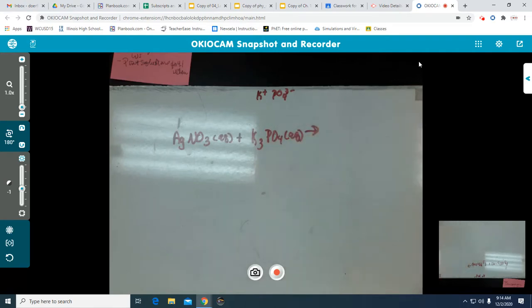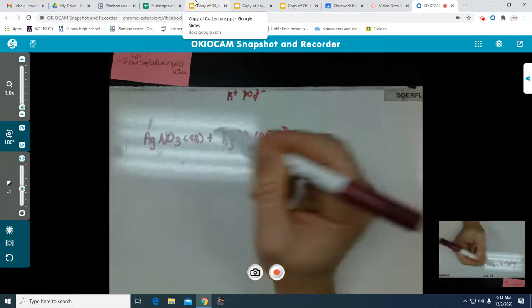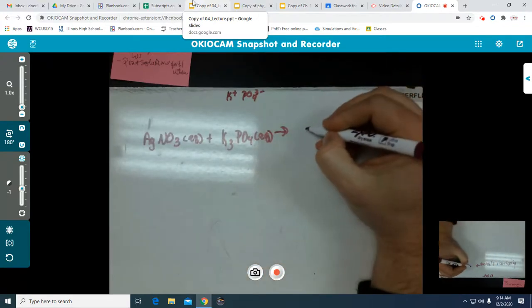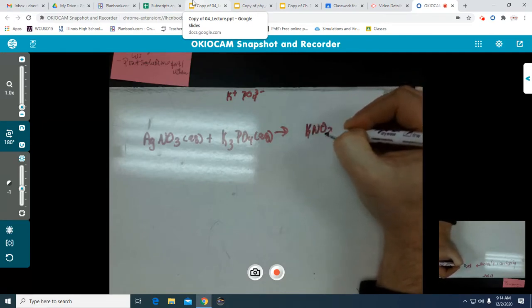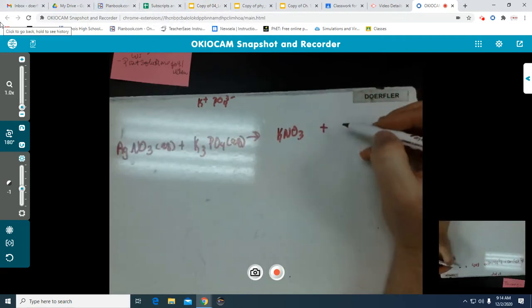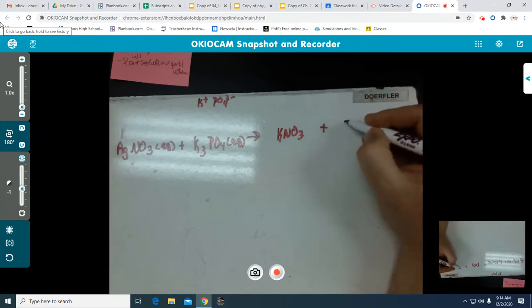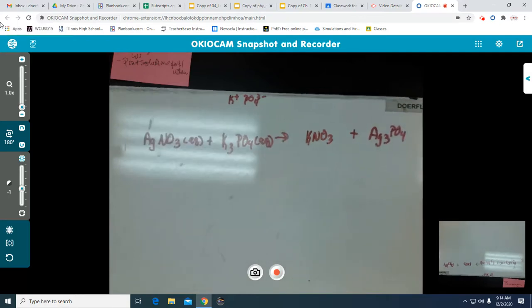Now, again, we're not going to balance it just yet. We've got to predict our products. So we're going to do-si-do. Potassium is going to go with nitrate, silver is going to go with phosphate, and we're going to get KNO3. I'm going to leave a little space just so we can determine who is the precipitate. And again, silver is +1, phosphate is -3, so Ag3PO4.